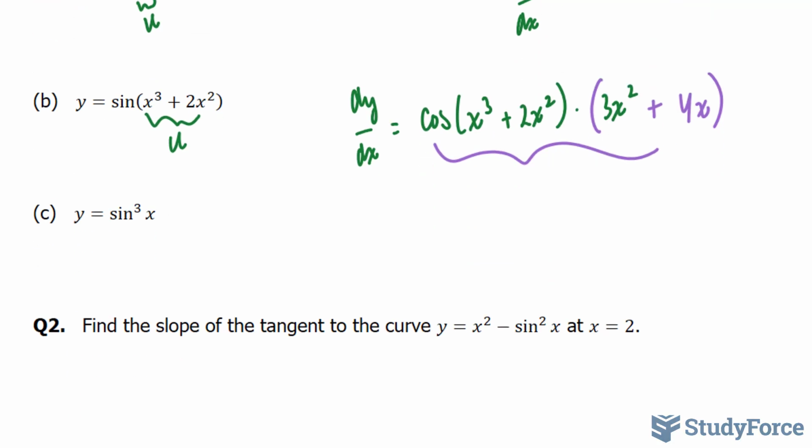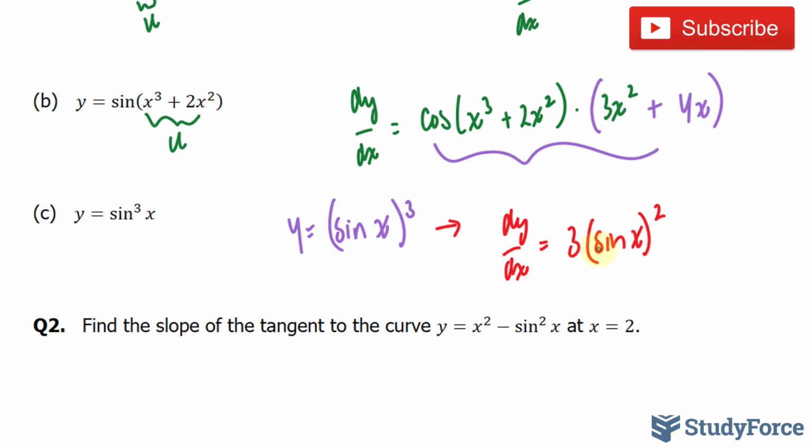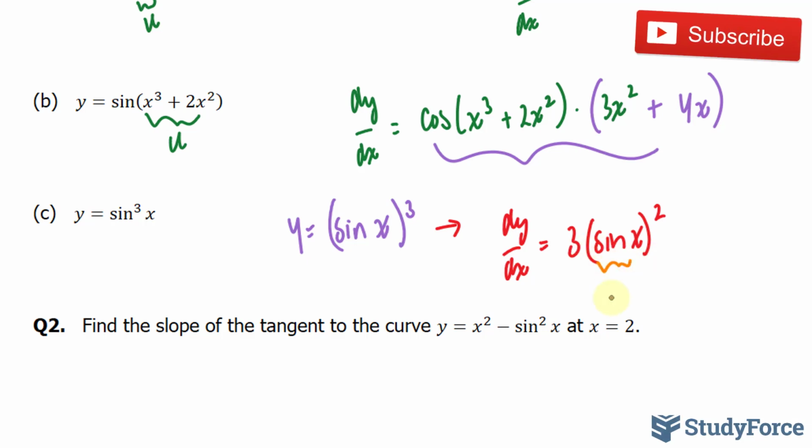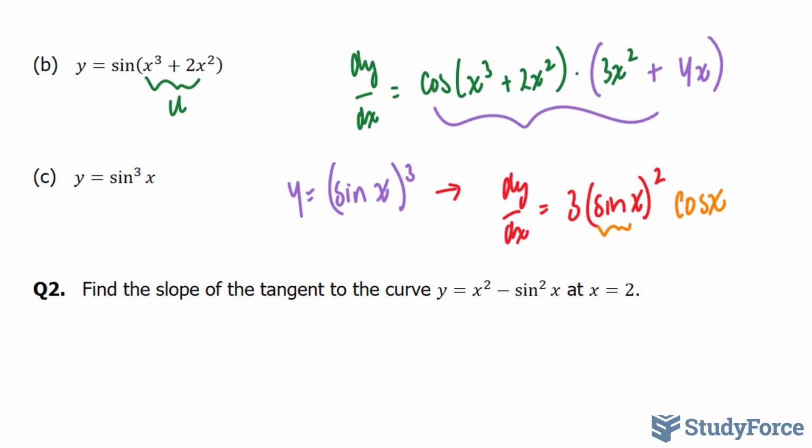Finally, in question C, we have y is equal to sine to the power of 3 of x, which means y is equal to sine x to the power of 3. To find the derivative here, I'll take this 3 and multiply it to sine x. I'm sort of using the power rule here. dy over dx is equal to 3 sine x to the power of 2. And now I need to find the derivative of sine x. The derivative of sine x, we all know, is cosine x. So technically, we use the chain rule. Let's move on to question 2.